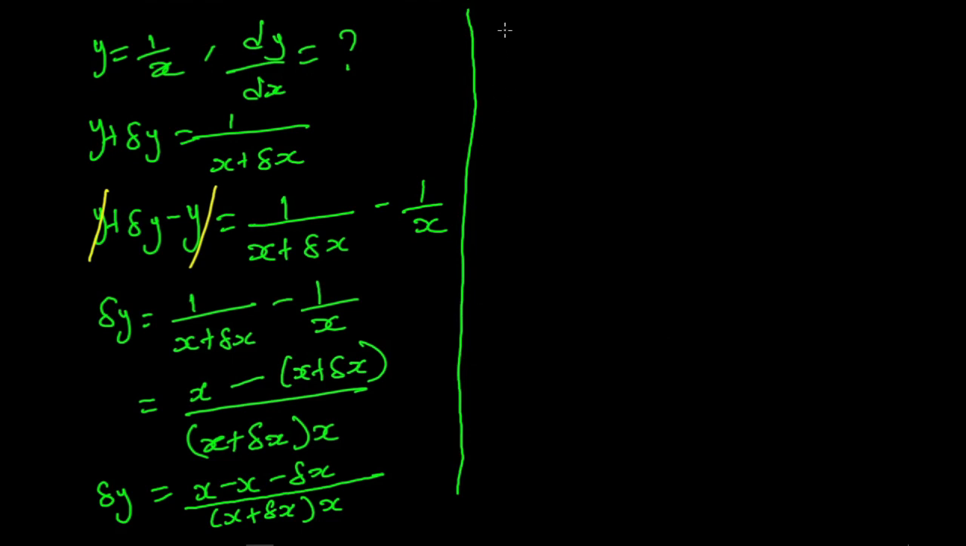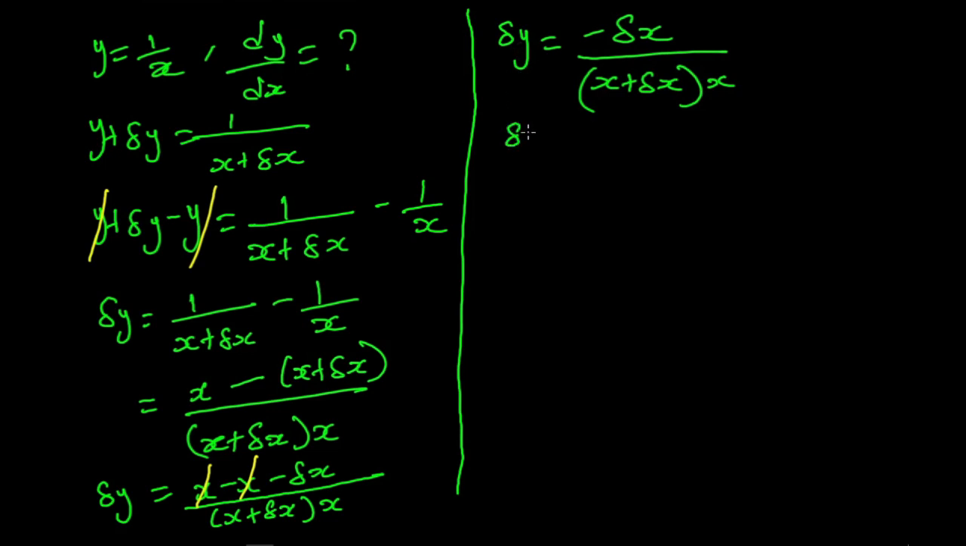So that means we have delta y equal to this. x is going to cancel this and we are left with negative delta x. So that means we have negative delta x here, all over x plus delta x, then multiplied by x. Now dividing both sides by delta x, we are going to have delta y over delta x equal to negative delta x all over x plus delta x multiplied by x, then multiplied by delta x, which is the same as this.